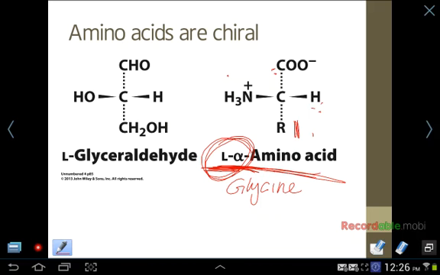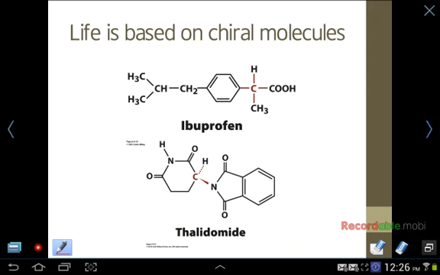So our enzymes in our body are very specific to the stereochemistry of the substrate, and that's why when our enzymes in our cells produce proteins and amino acids, it's always the L amino acid form and not the D form. Now, this is also important when we talk about medicine.